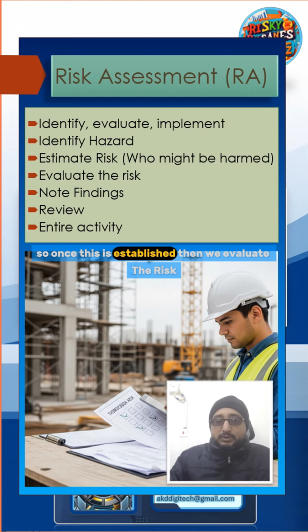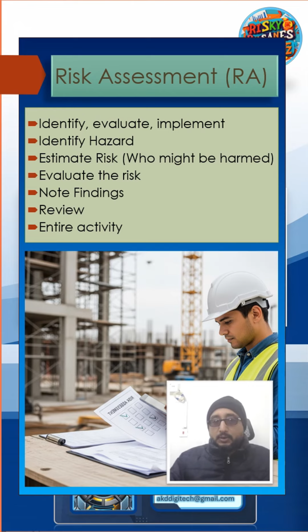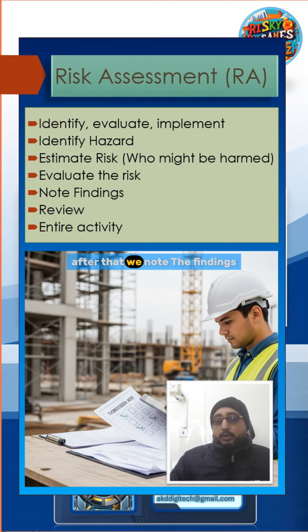So once this is established, then we evaluate the risk. The evaluation process basically includes the rating of the risk level. It may be low, it may be high, it may be medium. So once we evaluate the risk, after that we note the findings. These findings, what is this?